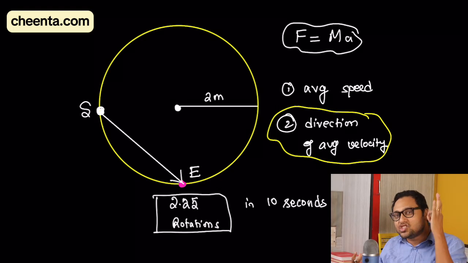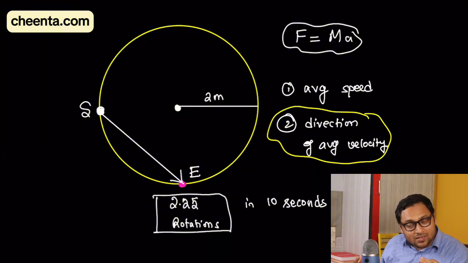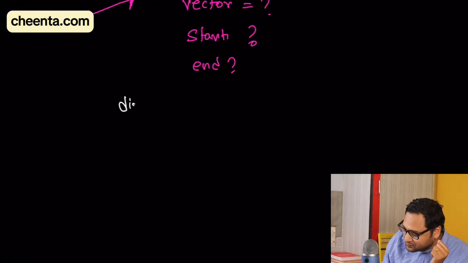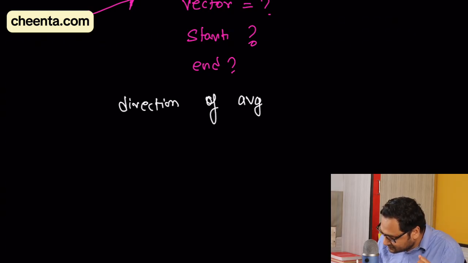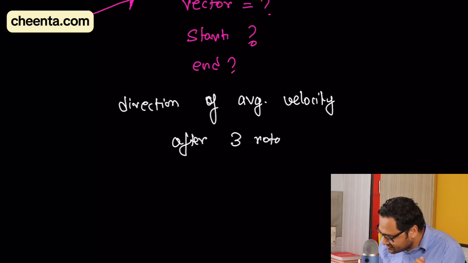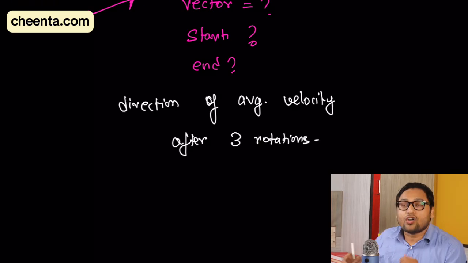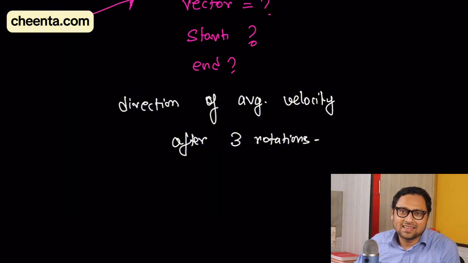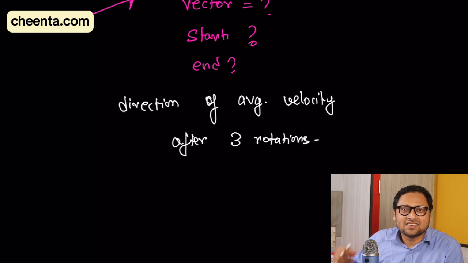I hope you learned something from this video. I'll give you a challenge problem to try. Tell me what is the direction of average velocity after 3 rotations of the particle around the circle, of course. If you can find out this answer, write it in the comment section. I'll be happy to respond to that.